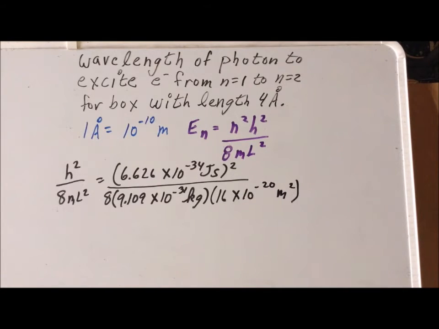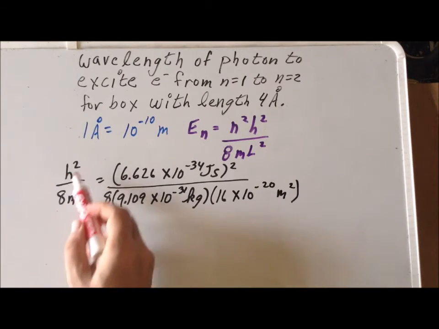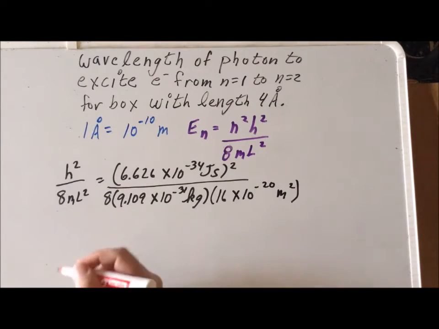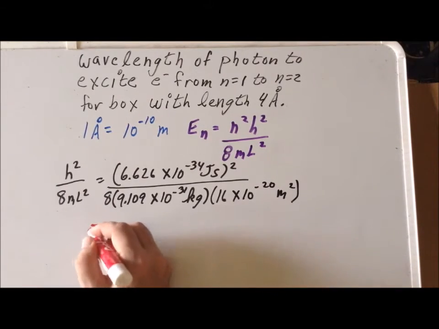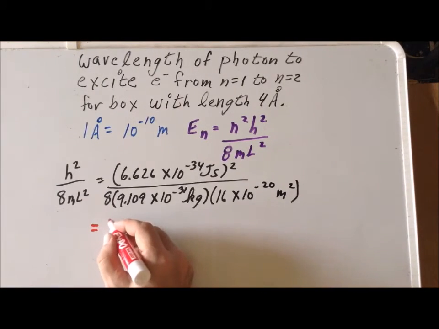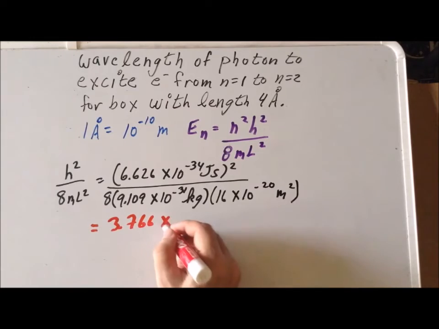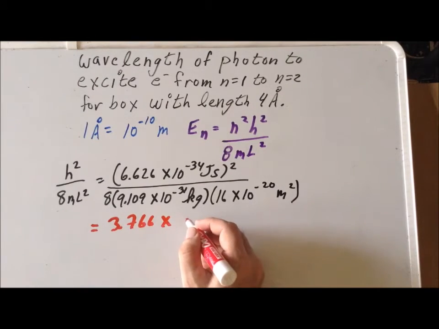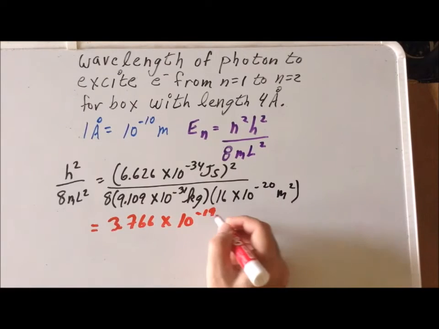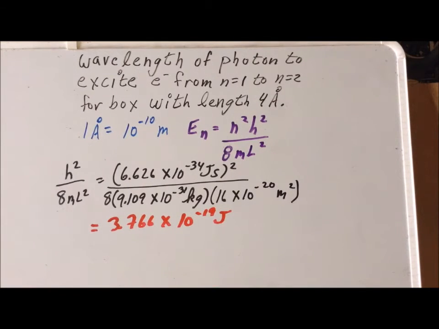So this particular part of the calculation, just the h squared divided by 8mL squared, has the value of 3.766 times 10 to the minus 19 joules. Now notice, even though the problem doesn't specifically ask for it, since this corresponds to the energy when n is equal to 1, this is the ground state energy for the electron.